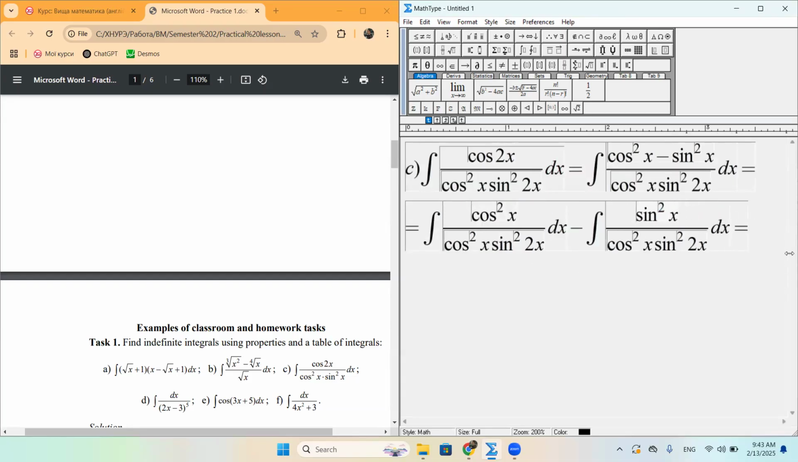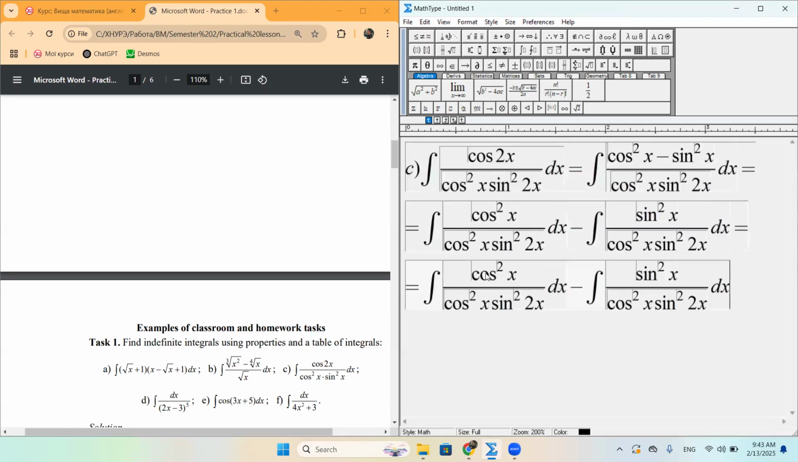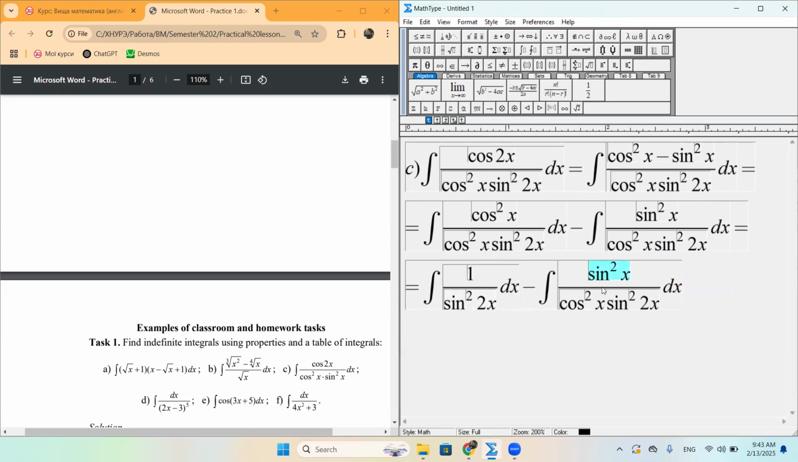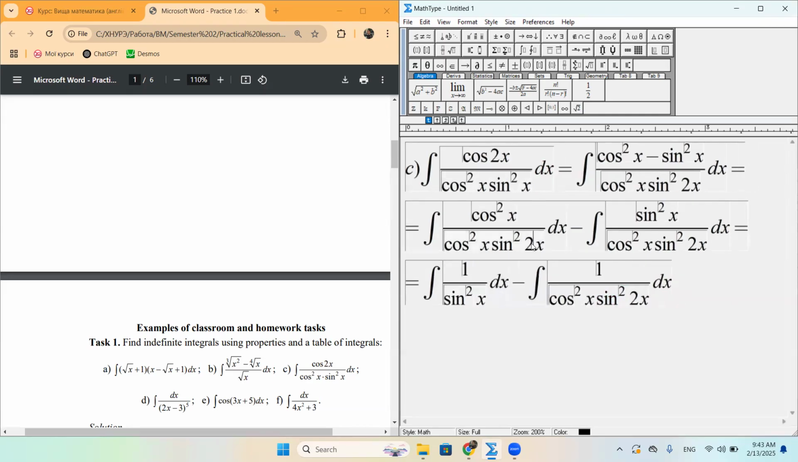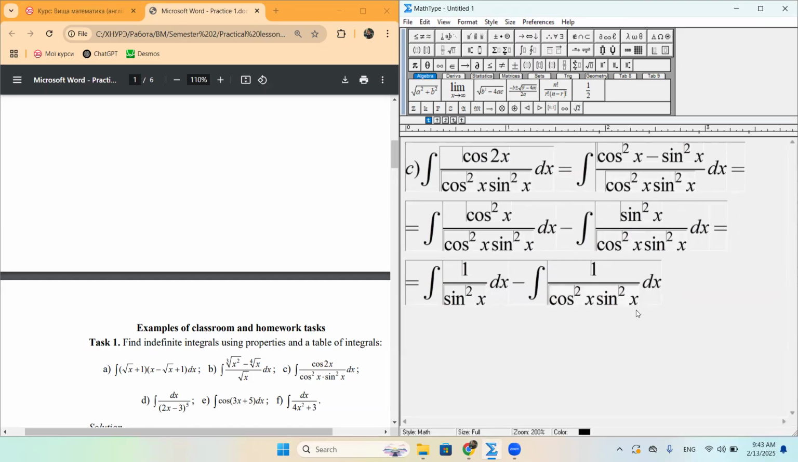So what do we have now? And what can we do next? So we can just, for first integral, cancel cosine square of x, and for the second sine square of x, not 2, but everywhere 1. Yeah, so maybe you were confused about what to do. So it was a mistake. So it looks like this.